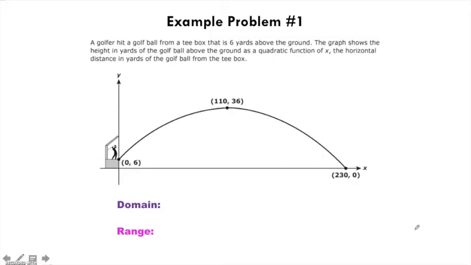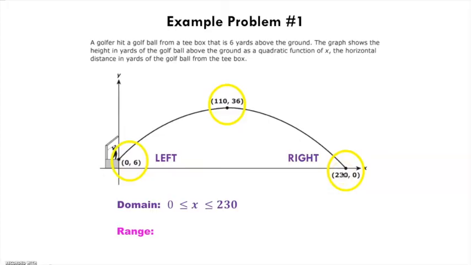Looking at an example problem, right? So you see that this represents a golfer's ball that he hits, or she. So in this situation, I just want you to focus on the key information, right? So we got 3 points, and from these 3 points, you need to figure out what's the domain. So we go from left to right, and you're just going to focus on the x values. So 0 to 230, right? 0 is less than or equal to x, which is less than or equal to 230. So all that means is that x can be anything between 0 and 230.